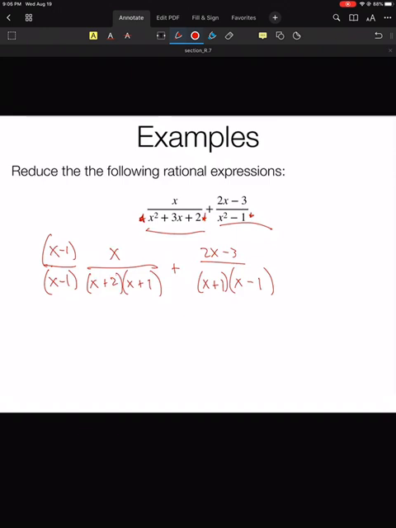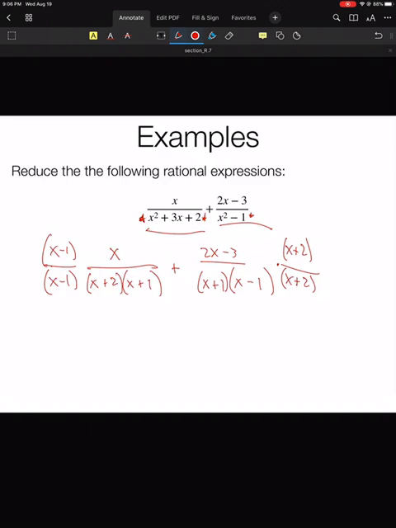I multiplied both the top and the bottom because I can't change the value of that rational expression. Multiplying by this is really 1 in disguise, right? I have something divided by itself, which is really 1. I'm multiplying by 1, which doesn't change the value of the expression. So that's what I want to do to the left side. To the right side, what am I missing? I'm missing an x plus 2. So I multiply on the top and the bottom by x plus 2.